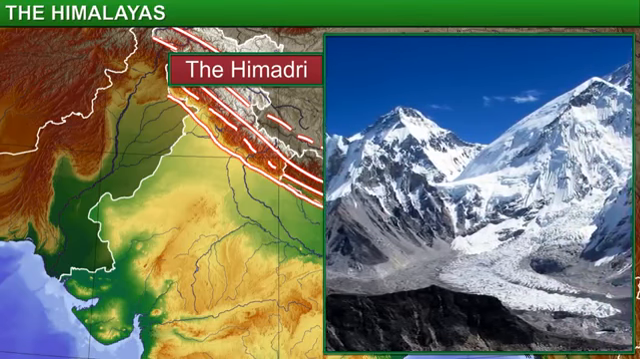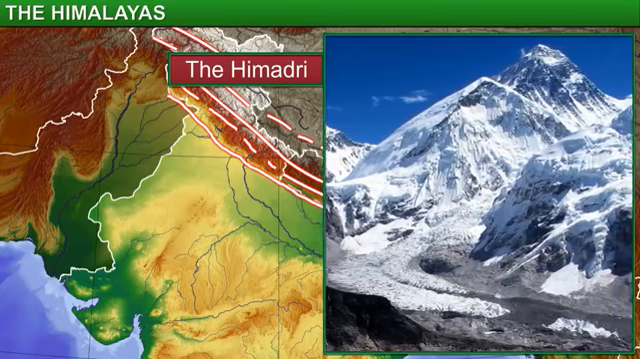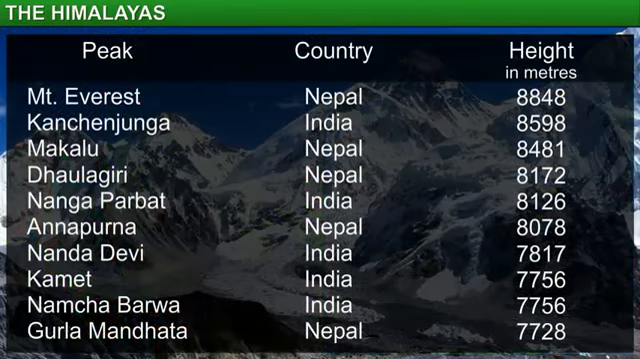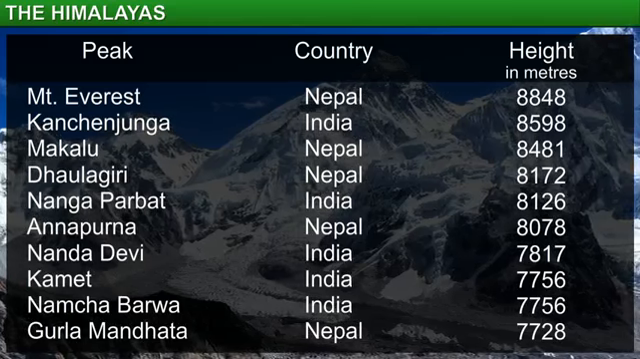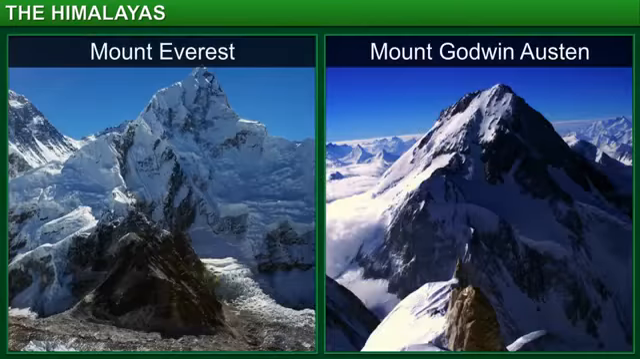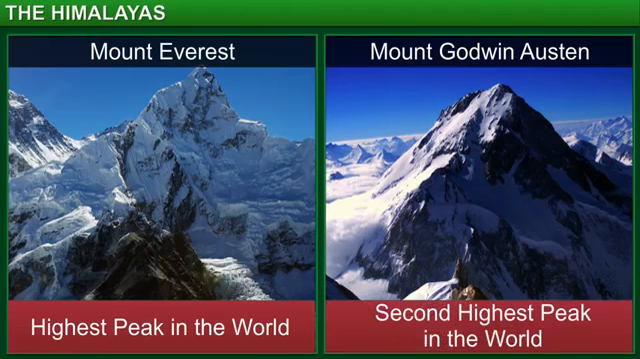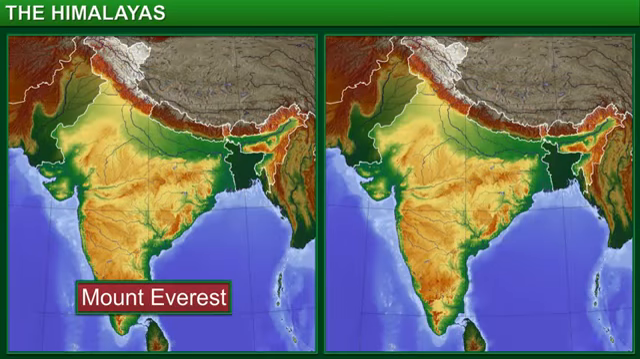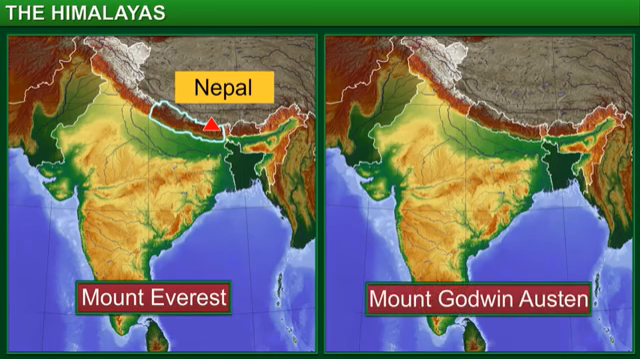Considering that the average height of peaks in the Himadri is 6,000 meters, it is not surprising to note that the important peaks of the Himalayas are located in this range. For example, Mount Everest, the highest peak in the world, and Mount Godwin-Austen, the second highest peak in the world, are all part of this range. Mount Everest is located in Nepal, while Mount Godwin-Austen is in Ladakh in India.